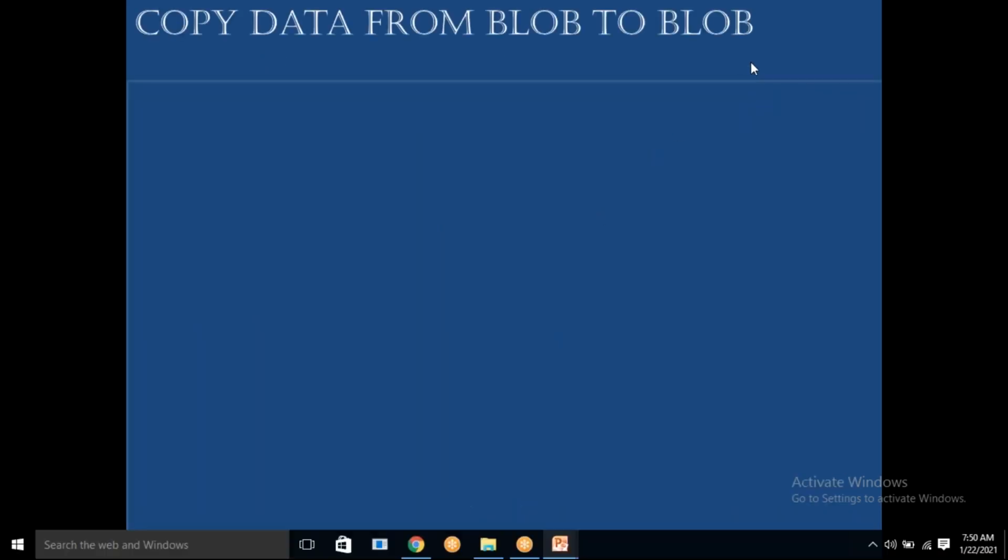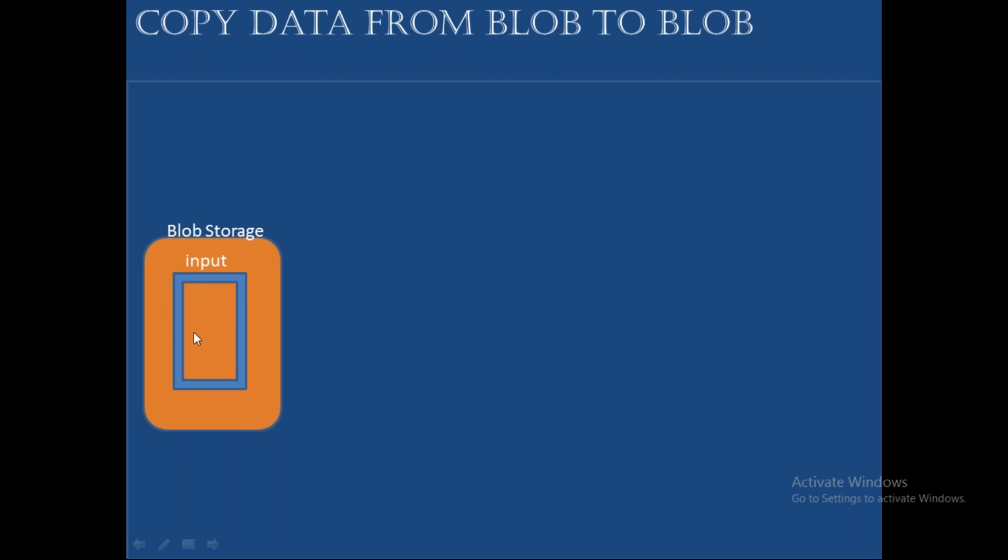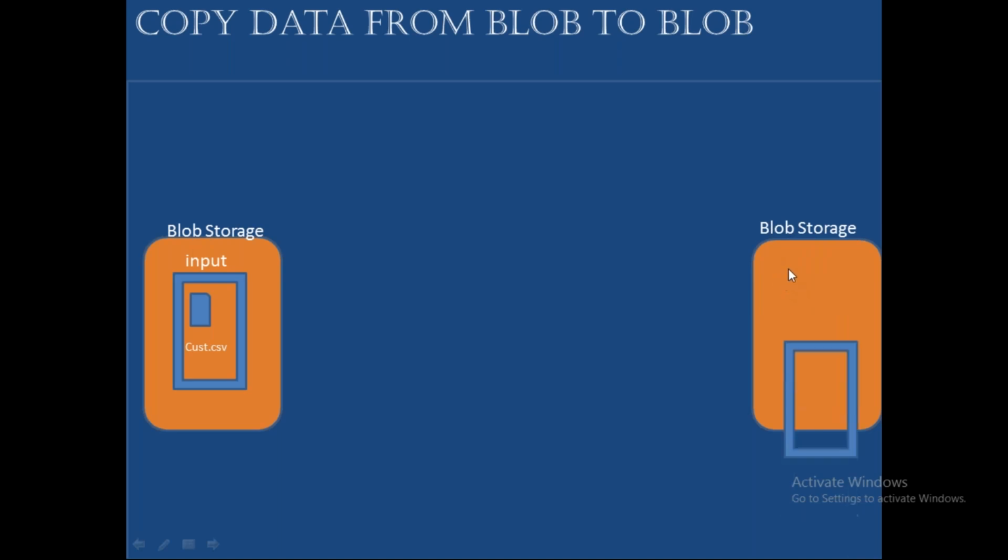Okay, next. Copy data from blob to blob. How to do that? For example, I have a blob storage. In this blob storage, I have a folder called input folder. This is my storage account 1, the same storage account. In this account, you have an input folder which has cust.csv. You have an output folder.